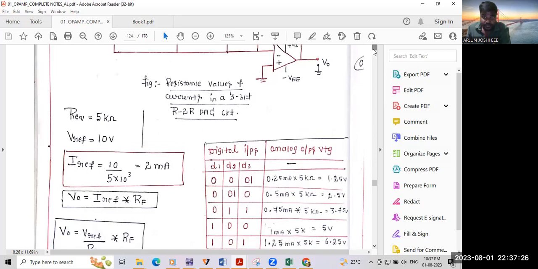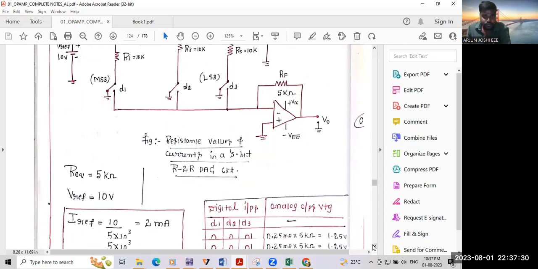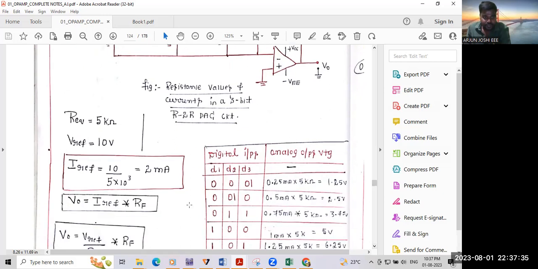For 001, this D3 will be on. What is the current here? 0.25. That is I reference 0.25 into RF. What is RF? 5 kilo. 0.25 into 5 kilo is 1.25.